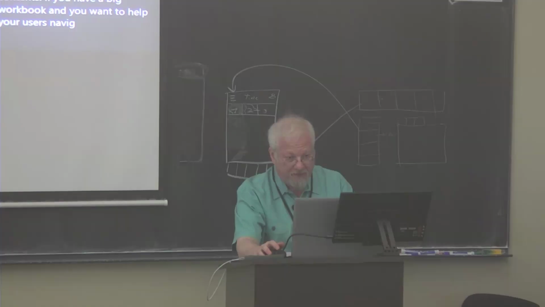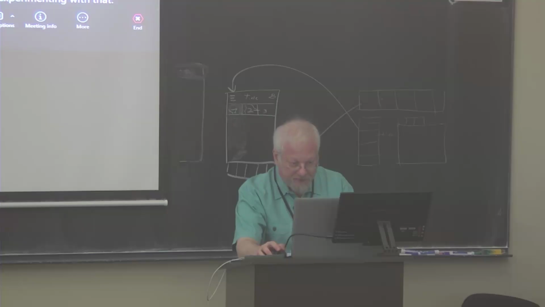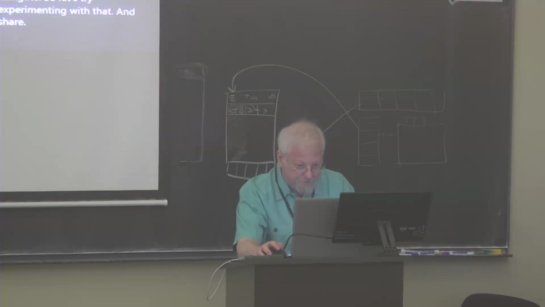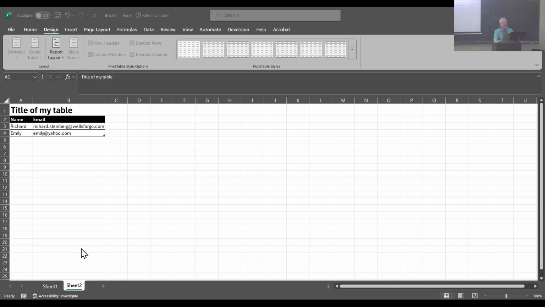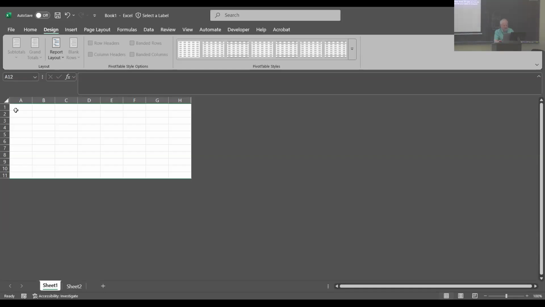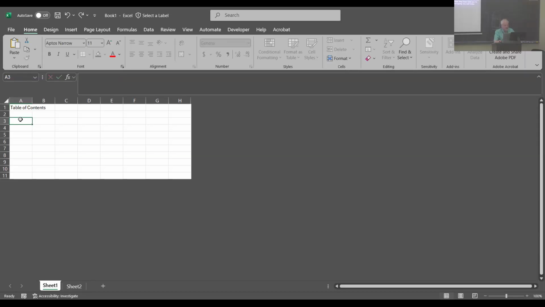So let's try experimenting with that. And share Excel. All right, so how do you do a table of contents? On your first worksheet, you write table of contents. So when the screen reader user goes to that first cell on the first sheet, they know what it is. And you can type in your title, whatever page, worksheet 1 or worksheet 2 in this case.